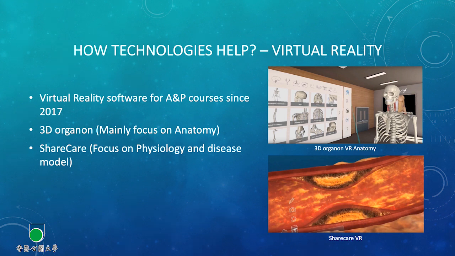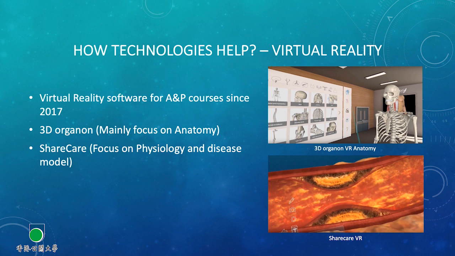This software focuses more on physiology and has various disease models. Use the screen cap at the lower panel as an example. By using this software, students can easily visualize blood flow in the coronary artery. And then we can switch on the disease mode, say atherosclerosis. You can clearly see the two cholesterol plaques accumulate inside the coronary artery, making the diameter of the vessel narrower and the blood flow decrease.